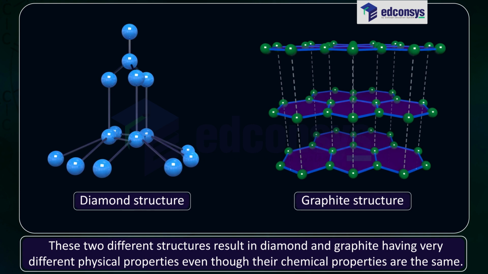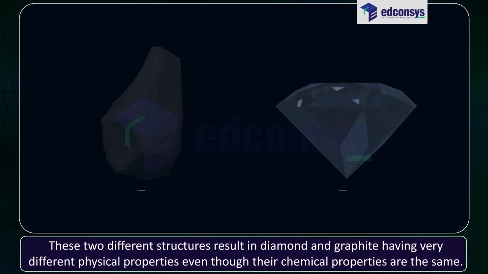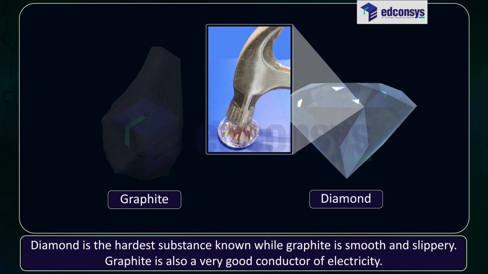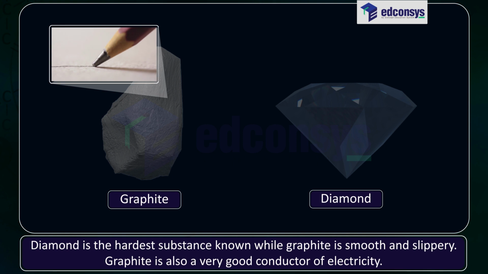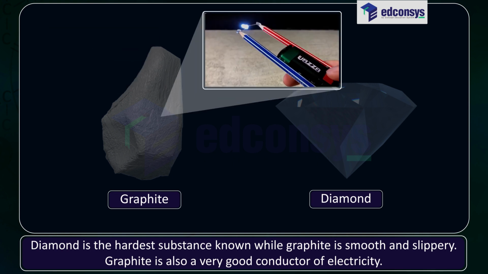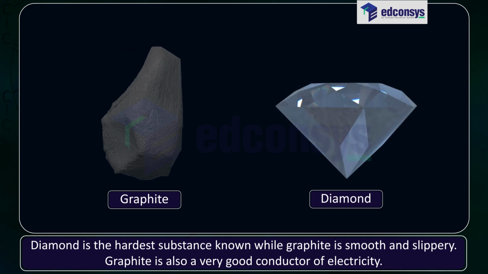These two different structures result in diamond and graphite having very different physical properties even though their chemical properties are the same. Diamond is the hardest substance known, while graphite is smooth and slippery. Graphite is also a very good conductor of electricity.